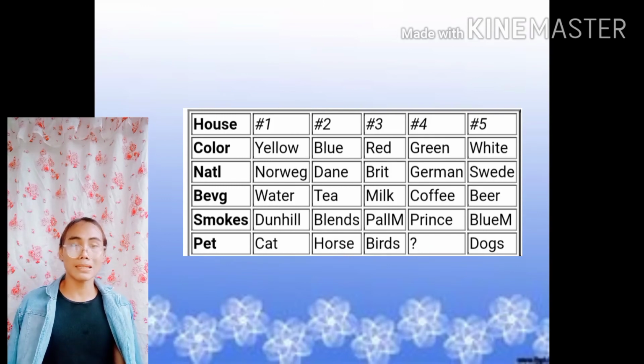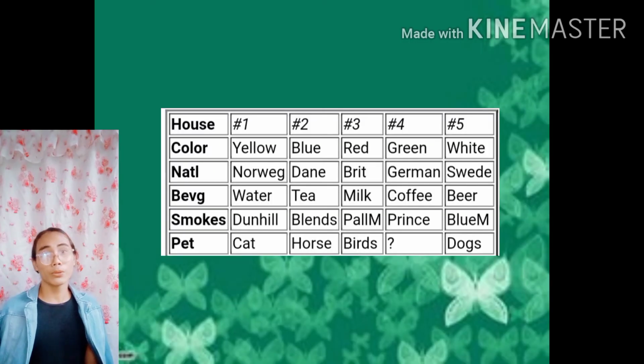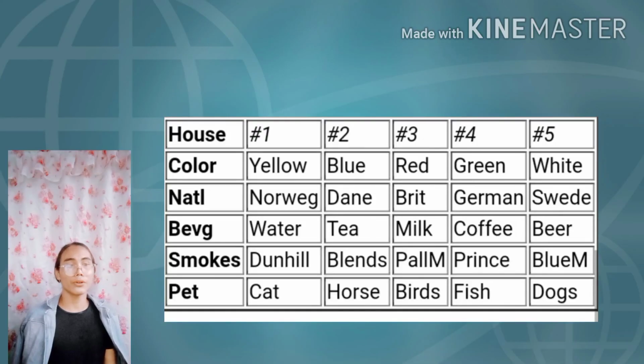We can eliminate the possibility of the Dane's residence being house number 5. We know the German smokes Prince, therefore he could not live in house number 5 and has to live in house number 4. The Swede must live in house number 5. We also know house number 5 raises dogs, since the Swede raises a dog. And house number 4 smokes Prince since the German smokes Prince. The only possibility for house number 3 is Pall Mall. All of the others are taken.